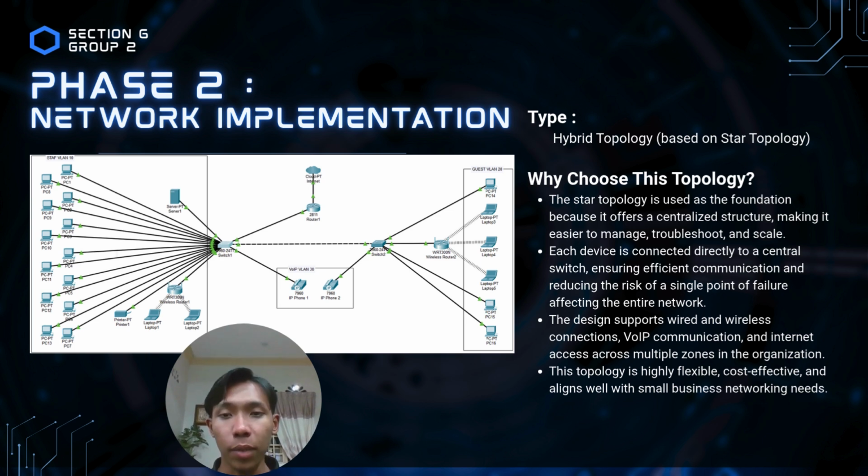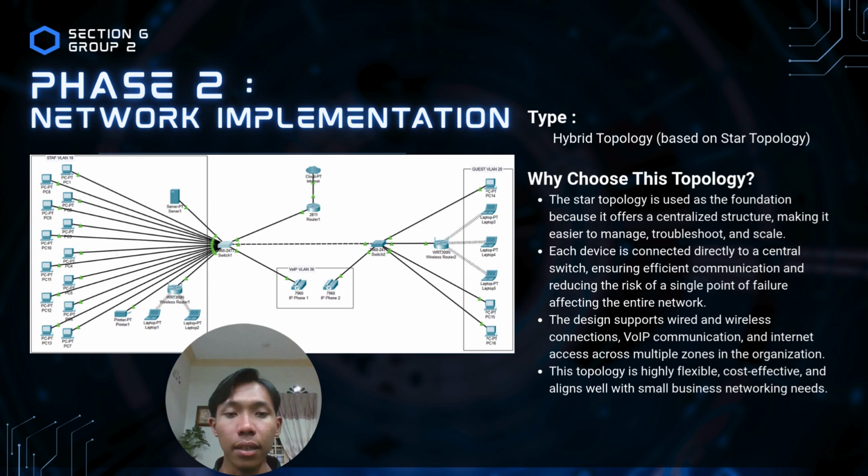Now, I would like to present our second phase, which is the network implementation. We chose the hybrid topology type because this is based on the star topology. The reason why we chose this is, number one, the star topology is used as the foundation because it offers a centralized structure, making it easier to manage, troubleshoot, and scale. Furthermore, each device is connected directly to a central switch, ensuring efficient communication and reducing the risk of a single point of failure affecting the entire network.